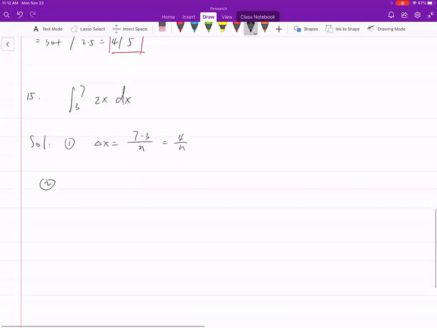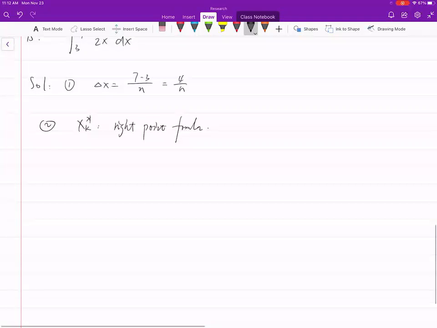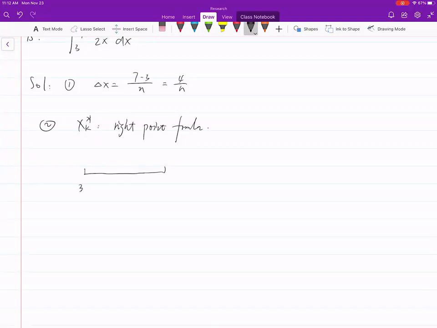Number 2, you want xk star. Moreover, you want the right point formula. Now, what you have here is an interval. You start from 3, you end at 7. You want the right end formula. So this will be the first, this will be the second, and keep going.